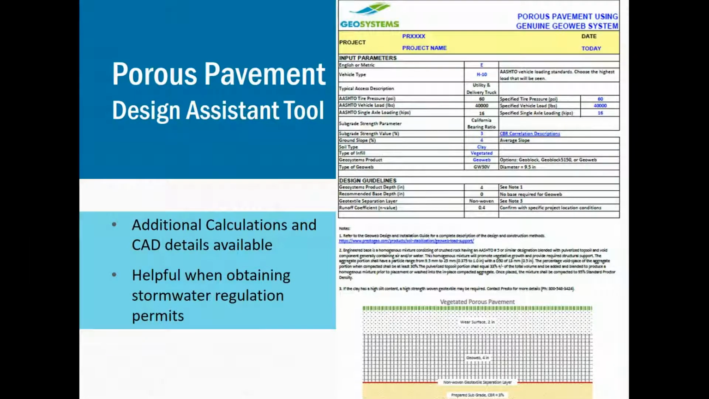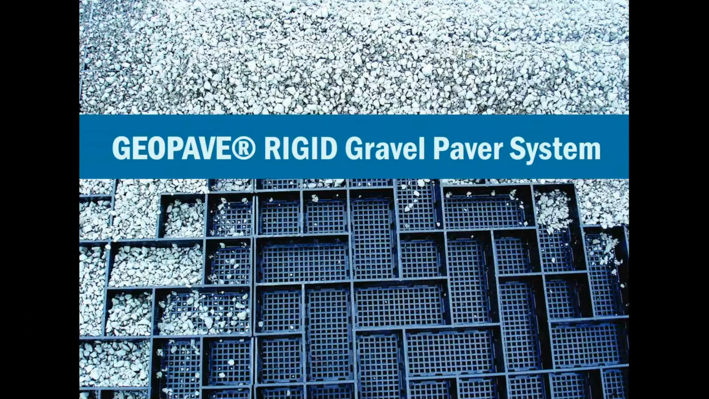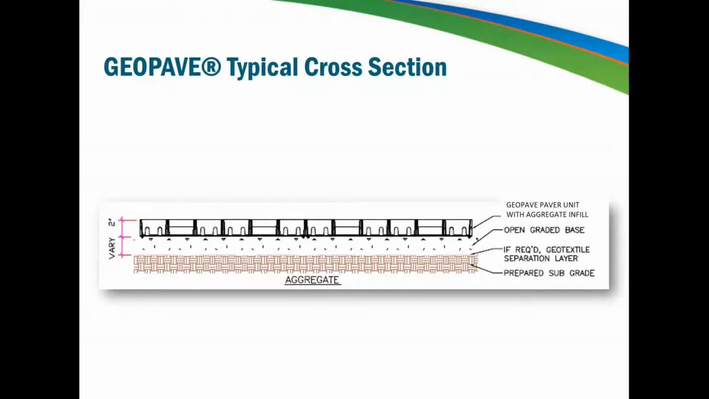So this is just a quick look at what the Design Assistant tool provides you. It's a very basic cross-section, but it can be helpful during the beginning of the design process. If needed, there are additional calculations and CAD details that the engineering team here can provide. But it's a good first step when you're talking to regulators to show that stormwater storage can be achieved with this type of system. So let's take a closer look at the GeoPave porous pavement aggregate system.